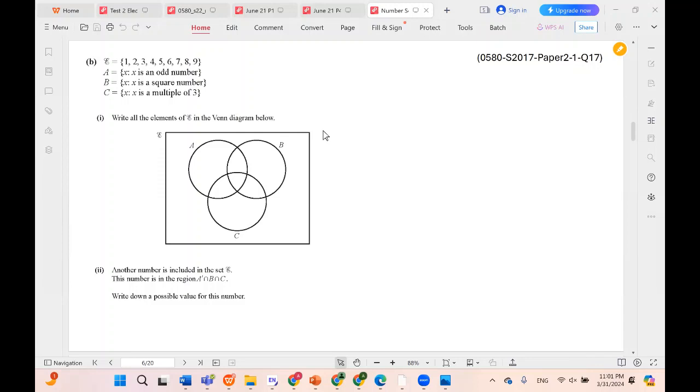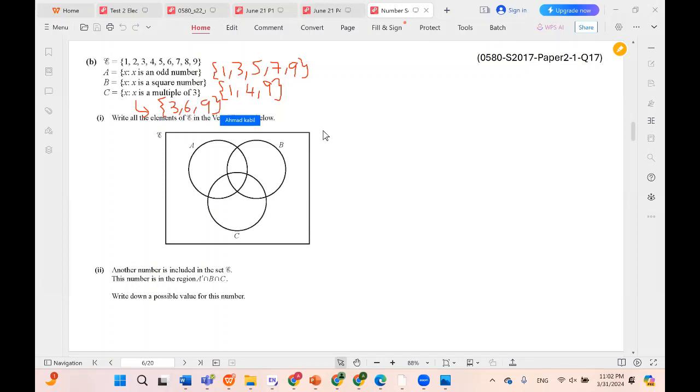In this question, we are given the universal set 1, 2, 3, 4, 5, 6, 7, 8, 9. Set A is the set of X such that X is an odd number. So it's the set of all odd numbers. You can write them down very quickly. So we have 1, 3, 5, 7, and 9. Set B is all square numbers. So that would be 1 and 4 and 9. And then set C is a multiple of 3. So this would be 3 and 6 and 9.